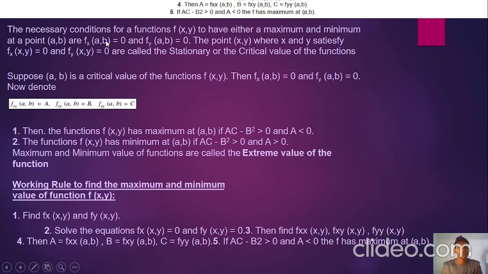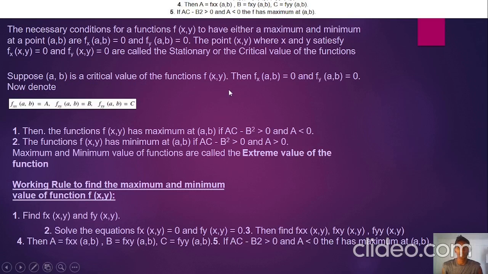The necessary condition for a function f(x,y) to have either a maximum or a minimum at a point (a,b) is f_x(a,b) equal to 0 and f_y(a,b) equal to 0. The points (x,y) where x and y satisfy f_x(x,y) equal to 0 and f_y(x,y) equal to 0 are called stationary or critical points of the function.